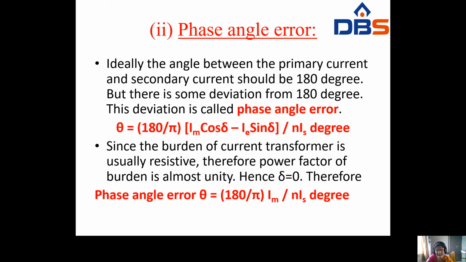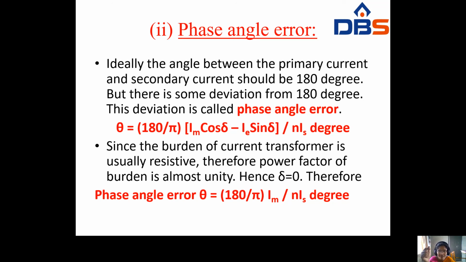Phase angle error. What is the second error that occurs in the current transformer? Phase angle error. Ideally the angle between the primary current and secondary current should be 180 degrees. Whenever the current transformer is ideal, the angle between the primary and secondary current must be exactly 180 degrees, but there is some deviation from 180 degrees.